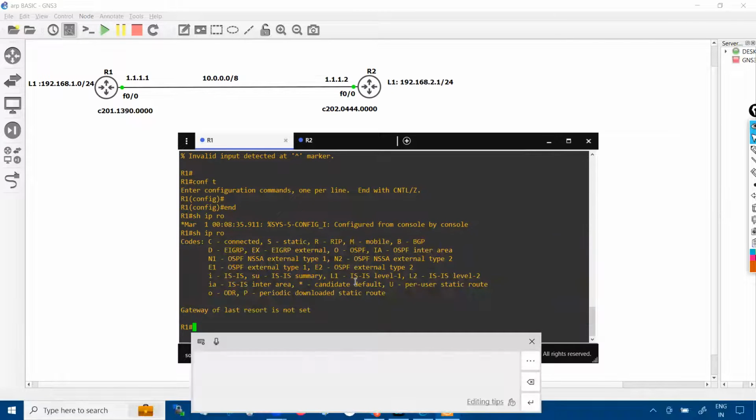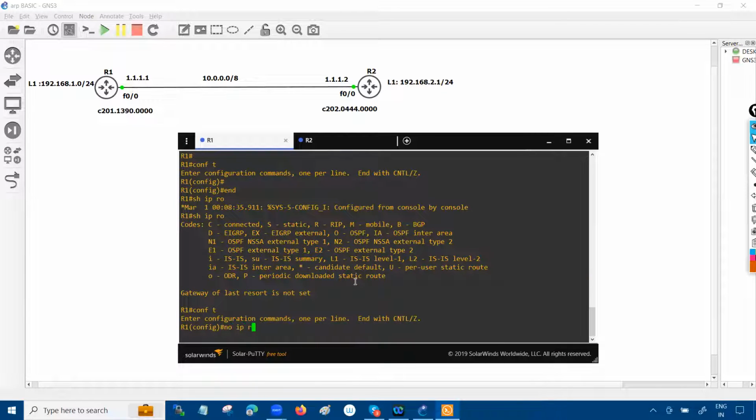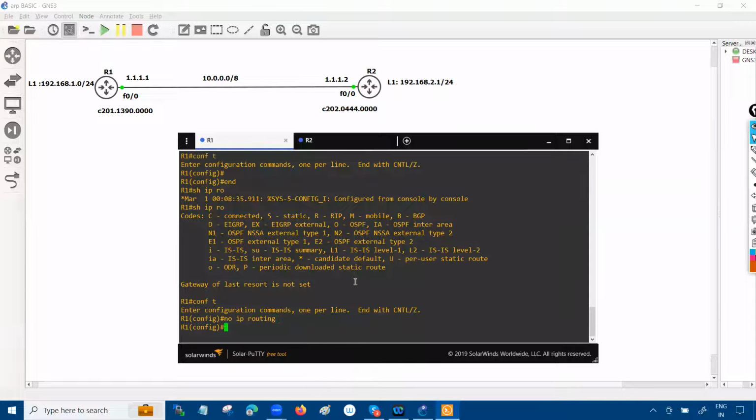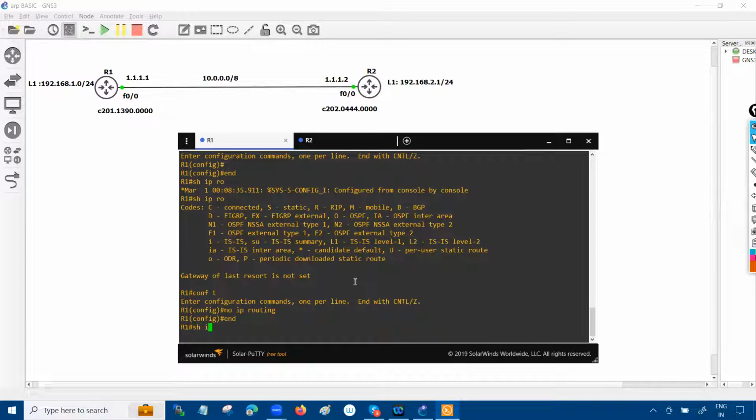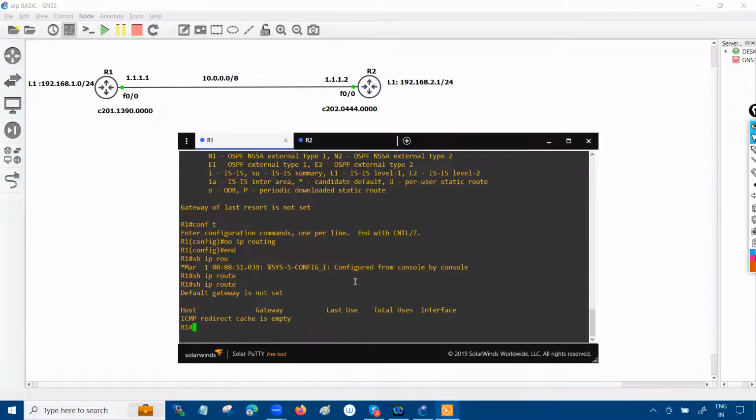But what happens if I disable this command? I say no ip routing. If I disable this command, your routing table will disappear. Now if you see show ip route, I don't have a routing table. Actually, now this router behaves like a PC. And now it will ask you, could you please define the default gateway? So when you want to make a router behave as a PC, you can use the command no ip routing. It's going to disable the unicast routing table.